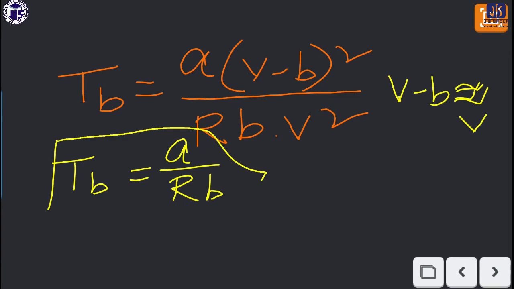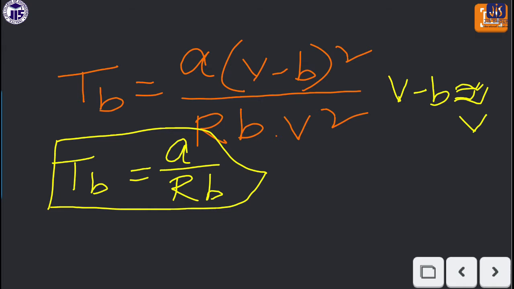This is very, very important for numerical problem purposes. So TB is equal to A by RB. This is the expression for the Boyle temperature. This is the temperature where all real gases obey the ideal gas equation.